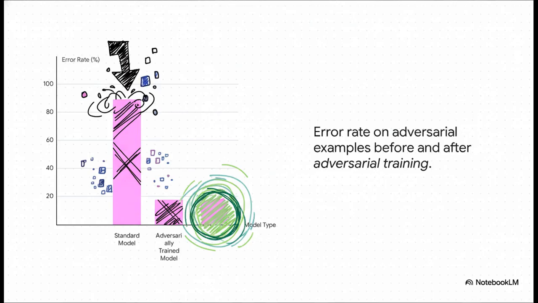And you know what? It works. The results are just dramatic. Look at this. The standard model gets bamboozled almost 90% of the time. But the model that went through adversarial training, its error rate plummets all the way down to just 17.9%. It actually learned how to resist the attack.